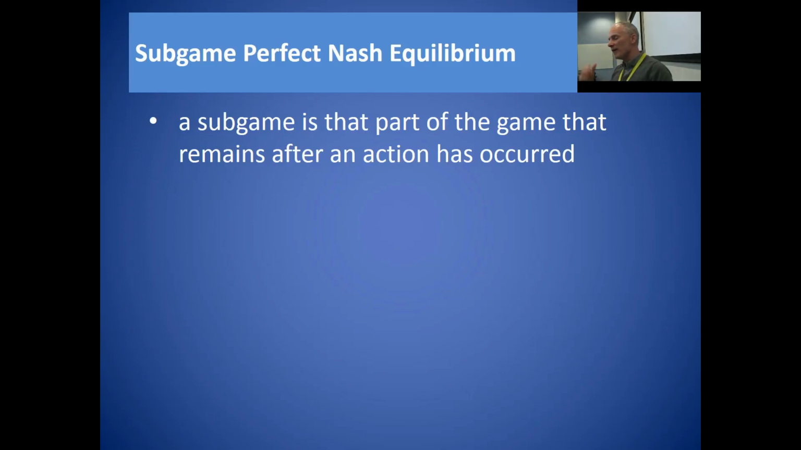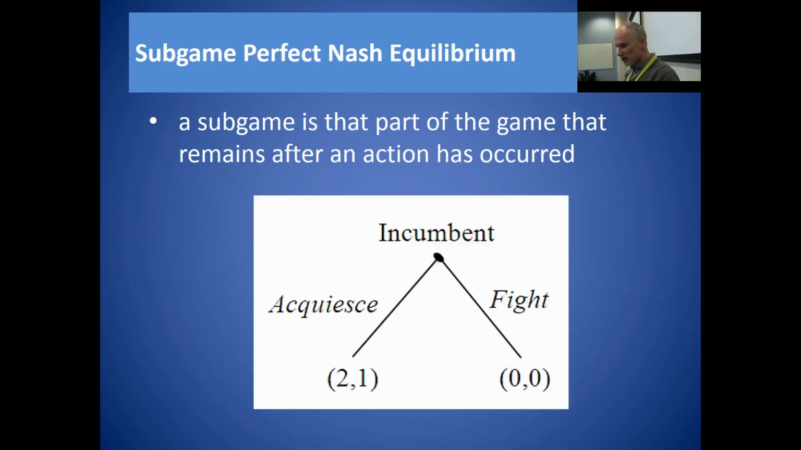However, there's also a second proper subgame. And this proper subgame are the choices that occur after the challenger has chosen to enter the market. So that's the part of the game that's unfolded. The challenger has entered the market. Then we came down to the incumbent's choice, where the incumbent is choosing between acquiesce and fight. So that is the subgame.